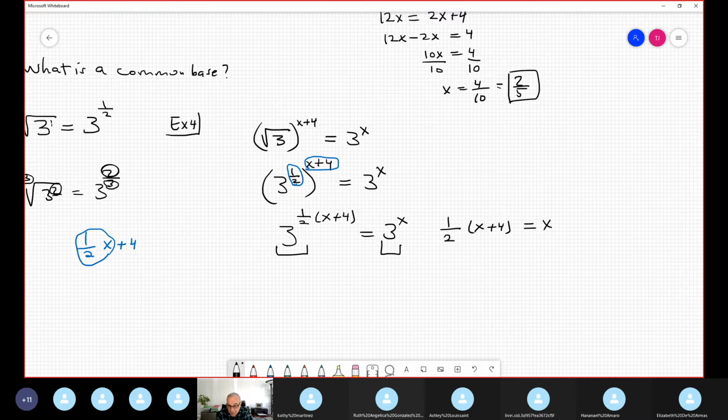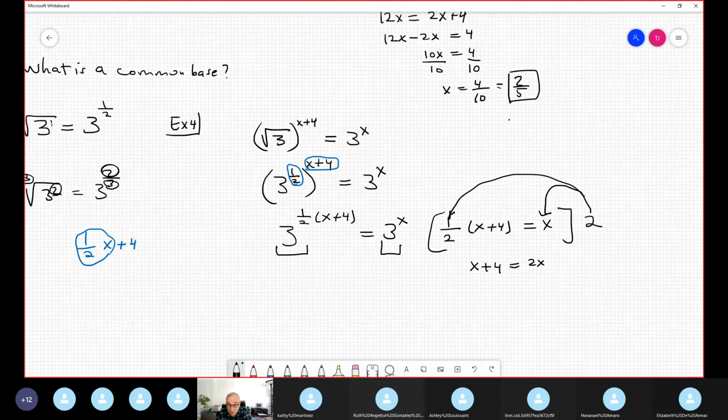Okay, now there are many ways to do this. I like so much multiplying the entire equation by 2, because I want to eliminate the fraction. It's one possibility, multiplying the entire equation by 2. I know that 2 times 1/2 is 1, so it stays only x plus 4 equal to 2x. Because 2 times x is 2x, and 1/2 times 2 is just 1, and 1 is invisible.